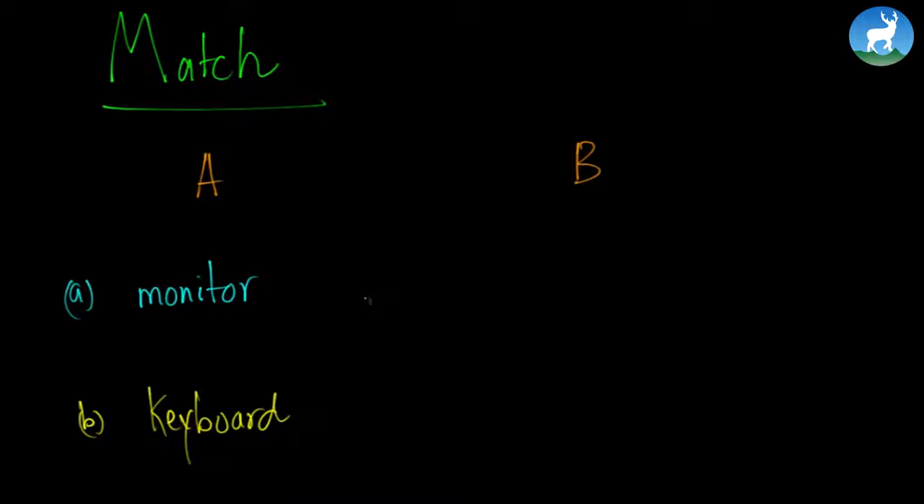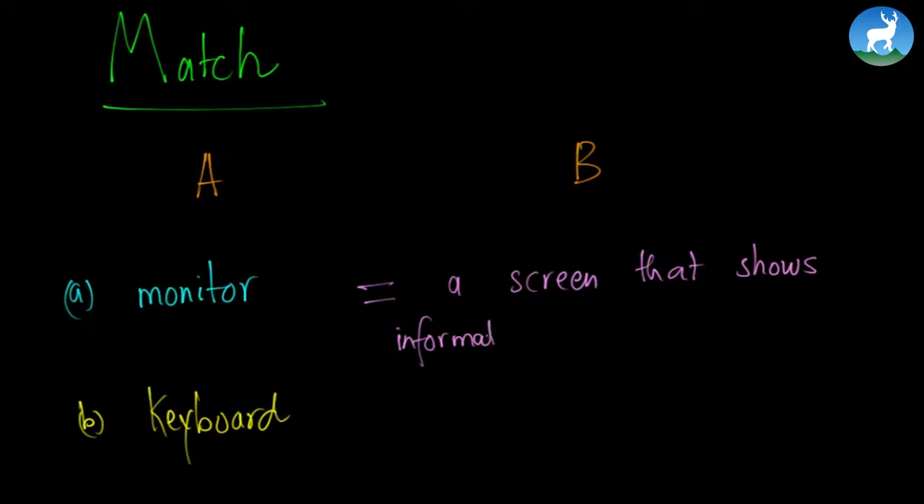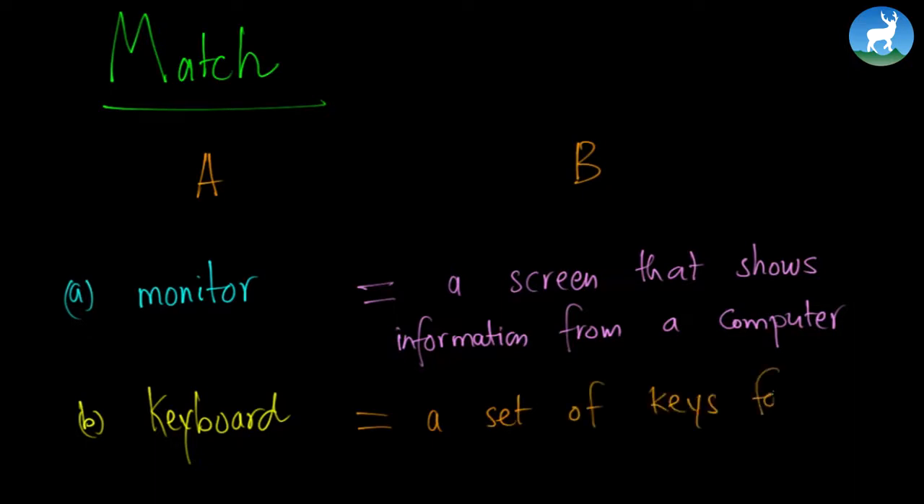What does monitor mean? So what's a monitor? A monitor is a screen that shows information from a computer. Very good. Now, what does the word keyboard mean? Keyboard means a set of keys for operating a computer. Correct? Pretty easy, right? So match the following is also done.